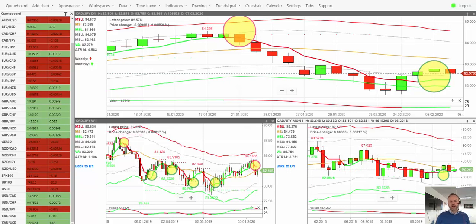So we'll do an update, which will be in the next few days, and we'll see whether it hits target, hits stop loss, how we manage that trade as well. So we'll do a full recap of that trade as it comes through.